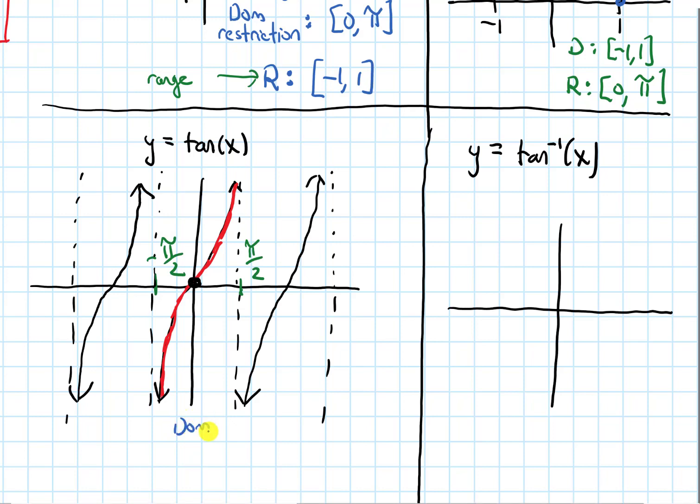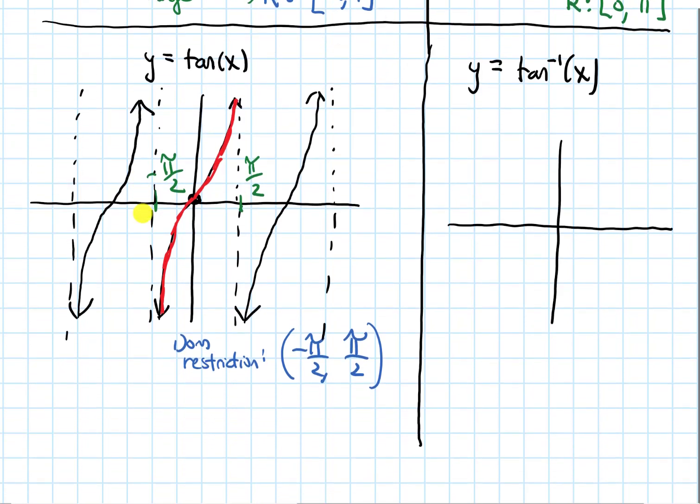So our domain restriction goes from negative pi over 2 to pi over 2, but I can't include those endpoints. I have to put parentheses because of these vertical asymptotes. Tangent is undefined at pi over 2 and at negative pi over 2. The range goes from negative infinity to positive infinity. At negative and positive infinity, we always put parentheses because they're not actual numbers we can reach.